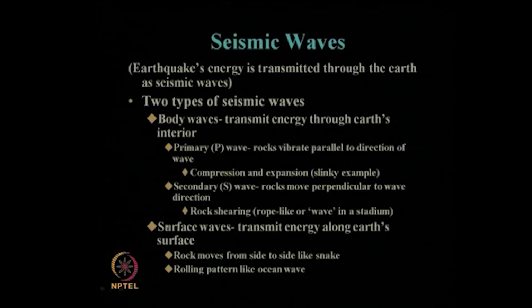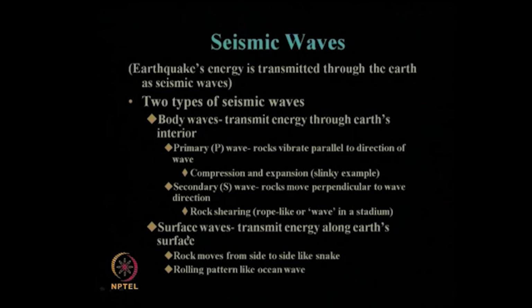The other major type of seismic wave, as we have mentioned, is the surface wave. As the name suggests, these are the waves which transmit energy along the earth's surface, so they are very close to the ground surface. That is the reason the name surface has been used. Body waves transmit through the earth's interior or earth's body, whereas surface waves transmit energy or travel through the earth's surface or ground surface.